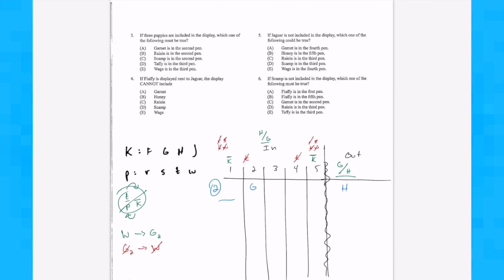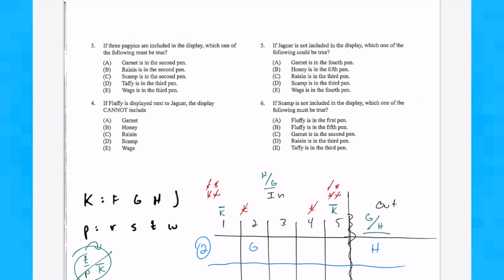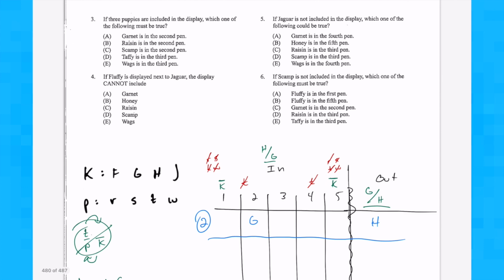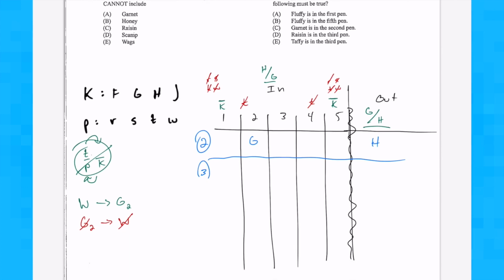Moving on to the next specific question, we have number 3, which is up here. If 3 puppies are included in the display, which of the following must be true? Interesting, because I don't know if you got this vibe from the setup, but it seems like it's a lot easier to have kittens in rather than puppies. Of course, we know the first and fifth have to be kittens, so if we have 3 puppies in, then they have to go 2, 3, and 4.